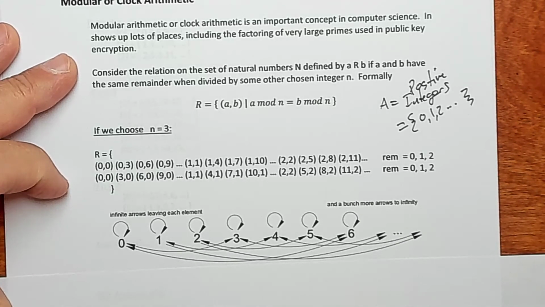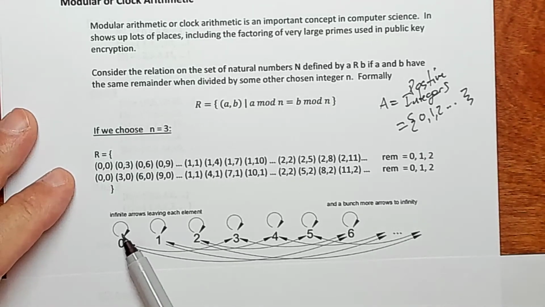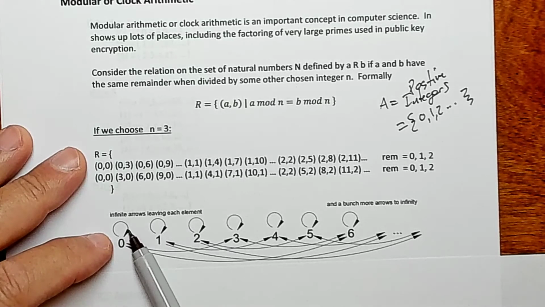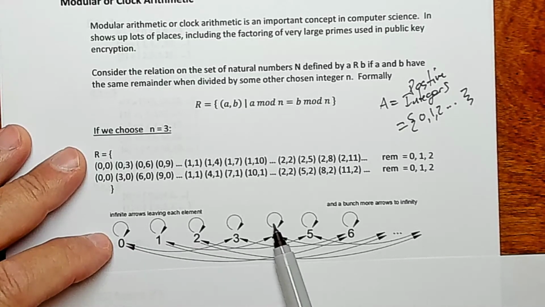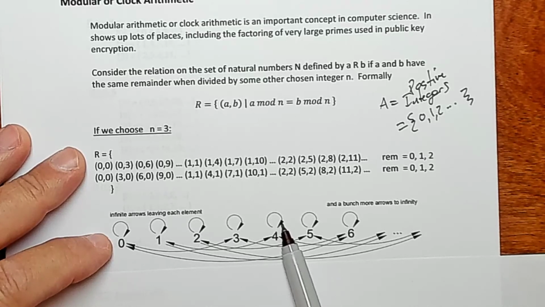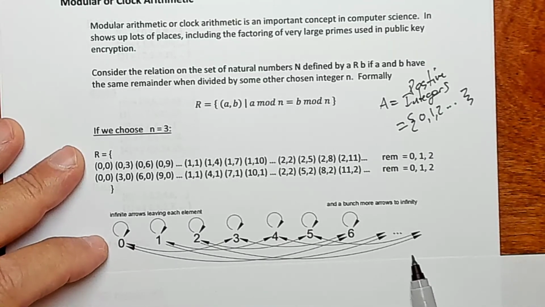Okay, it looks like this if you graph the digraph. So you'd have 0, 0, 1, 1, 2, 2, 3, 3, because those all have the same remainder when you mod them by something. So they're all going to be in there, and it's going to be symmetric. It's going to be transitive.